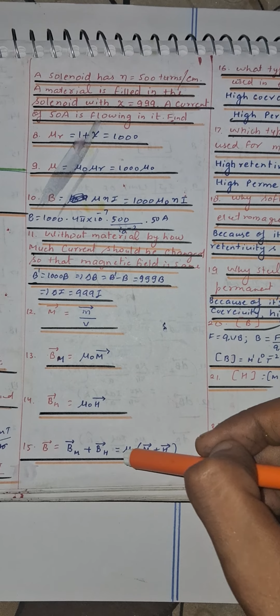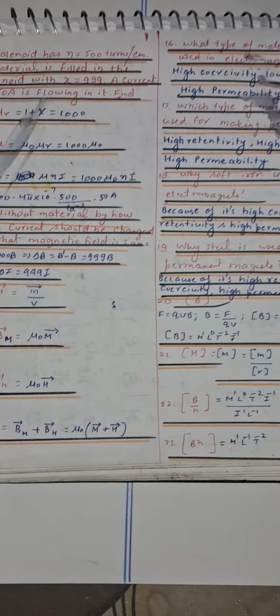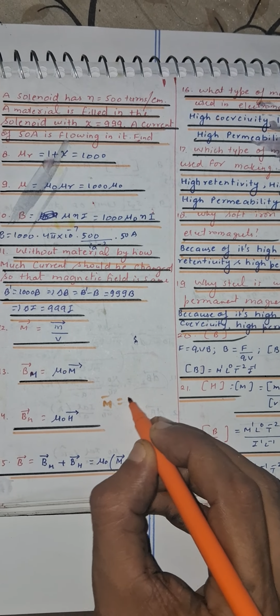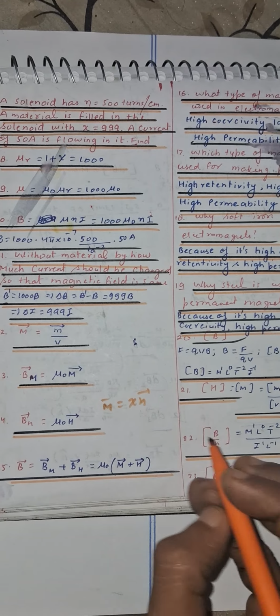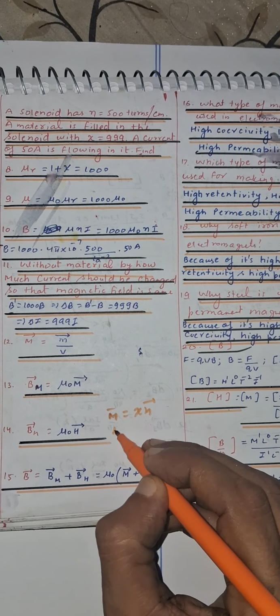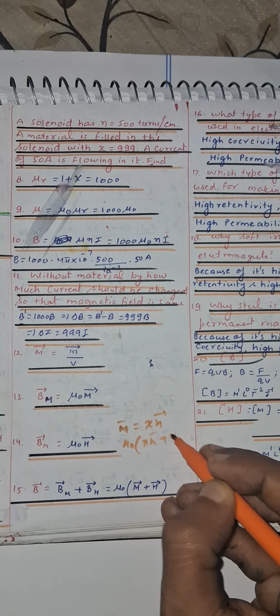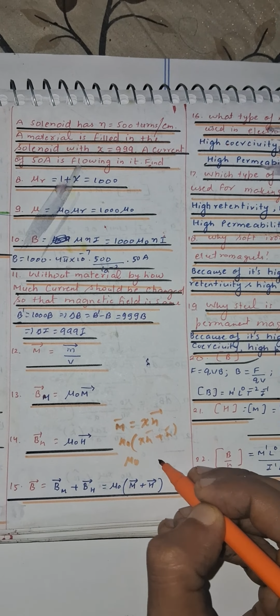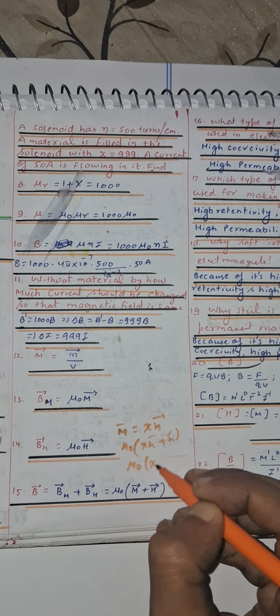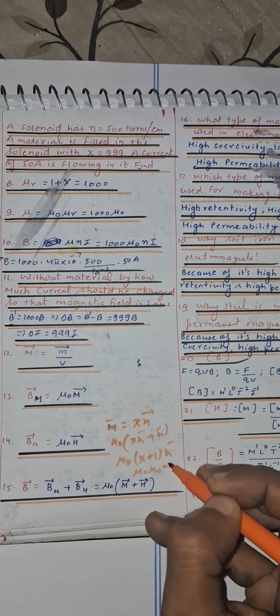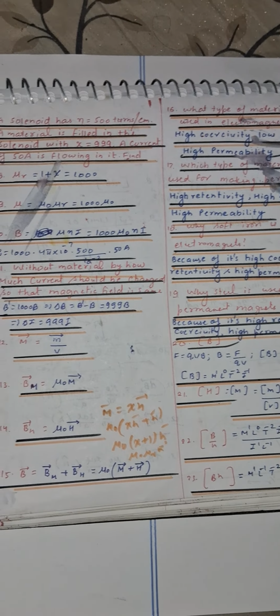So that will be mu naught into m plus h. Here is one more thing. Actually, m is equal to chi into h for linear materials. So for that special case, we can write it as mu naught chi h plus h. So that gives us mu naught chi plus 1 into h, or this chi plus 1 is mu r h. So there is one important concept over here.